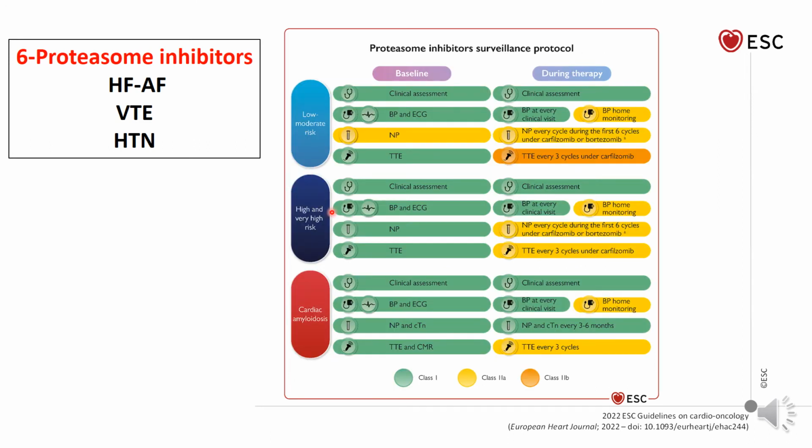The surveillance, as we see here again, depends on the baseline risk of the patient. Closer surveillance in high risk and very high risk patients with echo and cardiac biomarkers. And if we have stigmata of cardiac amyloidosis, we should undertake further investigation with cardiac MRI or even endomyocardial biopsy, along with closer monitoring of such patients. Blood pressure monitoring is also important because this group might develop hypertension.